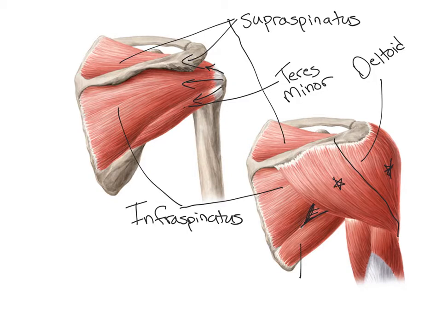Underneath the teres minor, we have the teres major, which causes internal rotation of the shoulder and a little bit of adduction. It can also assist with extension from the flexed position.